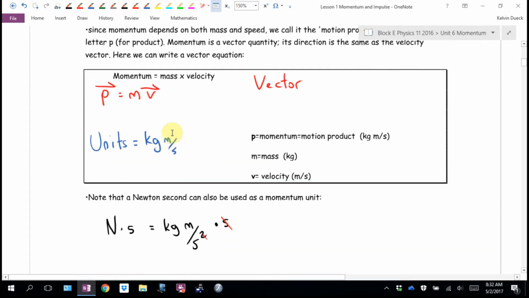We said the units for momentum were kilogram meters per second. We also said momentum could be measured in Newton seconds. I think I mentioned, Taylor, they're talking about naming this unit here in Einstein because it's a mouthful to say kilogram meter per second. They haven't yet, so maybe.